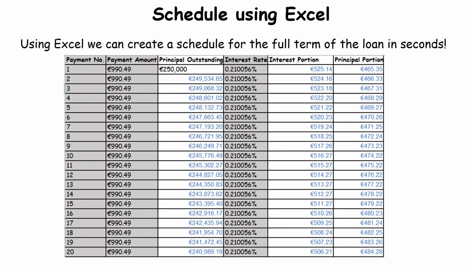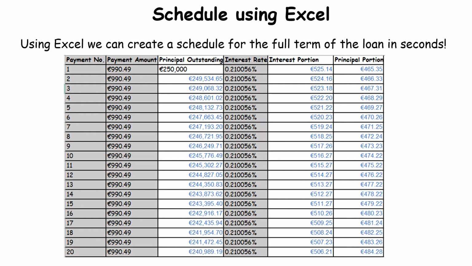So we've been able to create this lovely schedule very quickly. I've gone down to 20, but I did the full schedule over the whole term. And you can see here the interest portion going down, down, down, and the principal portion going up, up, up. But after 20 months, so we're just under 2 years.